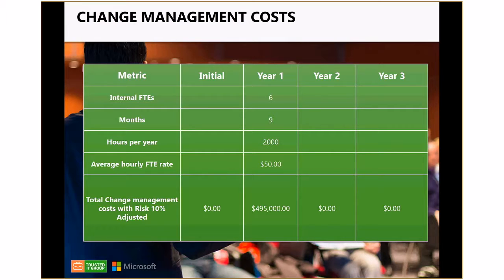So here you go. There's nothing at the time of the initial purchase for the change management costs. However, at the end of the first year, you can see if you have 6 FTEs that are working for 9 months, basically in parallel with this solution deployment, to communicate this out, start to internally market it, internally sell it, you're getting around 495K.